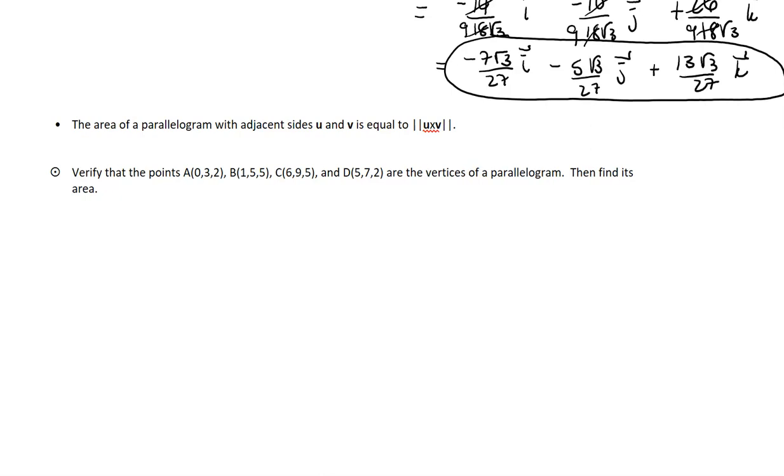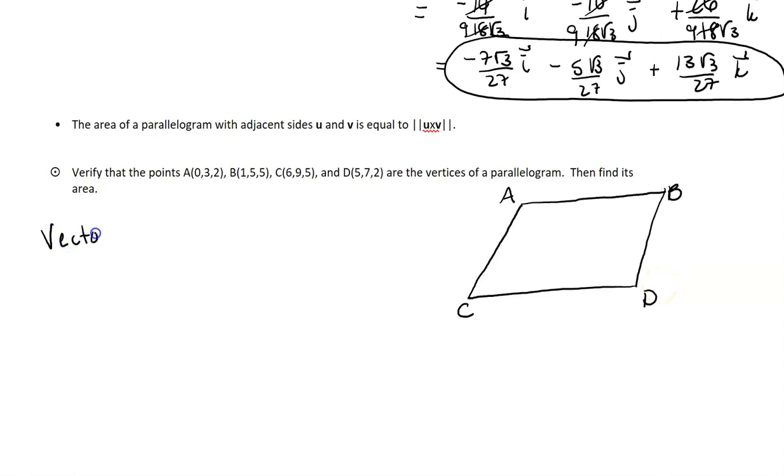The area of a parallelogram with adjacent sides u and v is equal to the magnitude of u cross v. Remember, a parallelogram is one in which you have two sets of opposing parallel sides. So the points going in order here, if you had A, B, C, and D, like so, okay? I'm going to find my vectors and show that we have two pairs of parallel sides. So AB is going to be 1 minus 0, 5 minus 3, 5 minus 2, so 1, 2, 3.